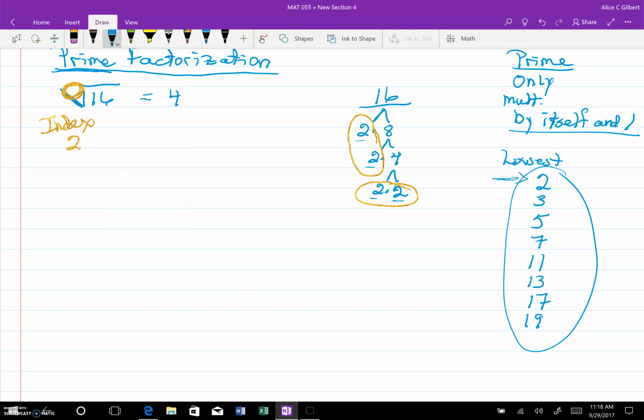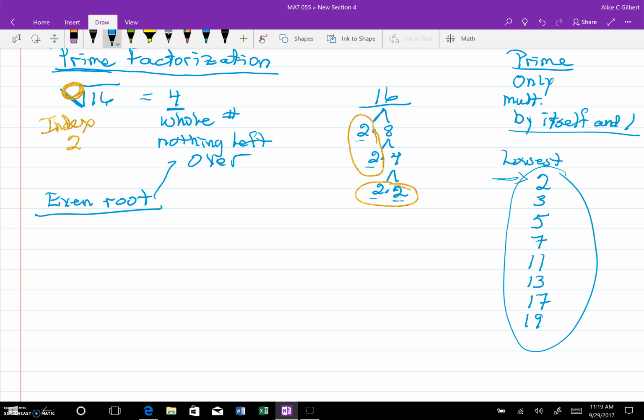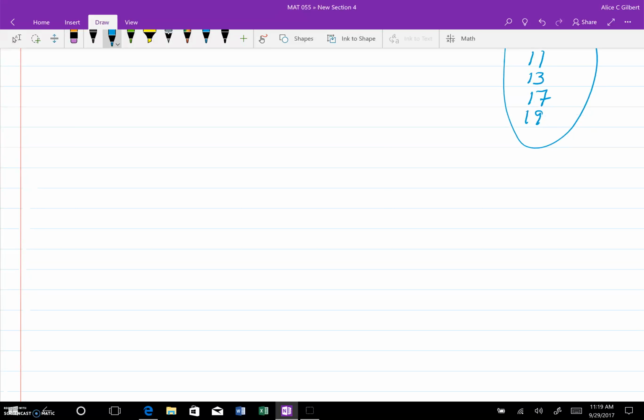So now, when I have circled all the prime numbers, that means I have an even root. And all that means is I end up with a whole number with nothing left over. That's what an even root is, okay? So then what I do is I take one number from each group, so 2 times 2, multiply those up, and that's my answer. So the square root of 16, if I didn't know, I would look at that and I'd say, oh, 2 times 2 is 4. What if I wanted the 4th root of 16?